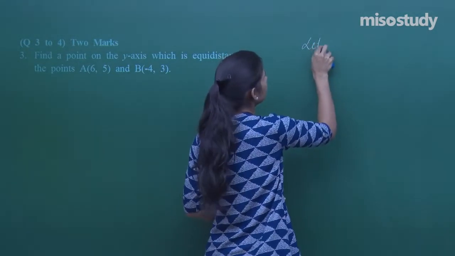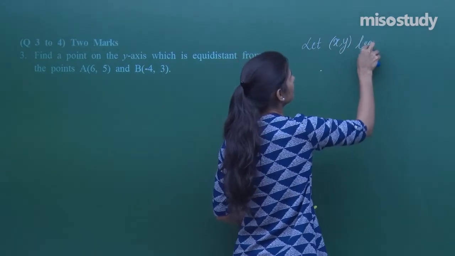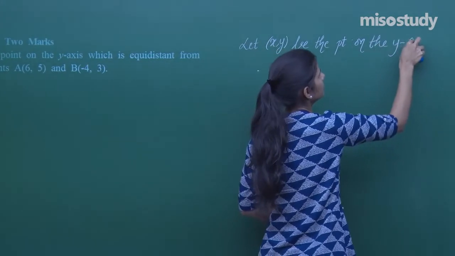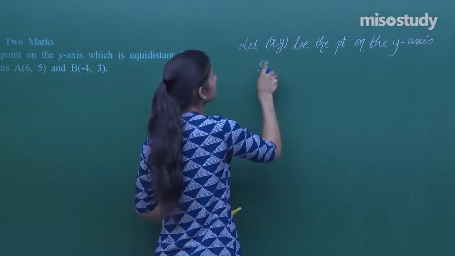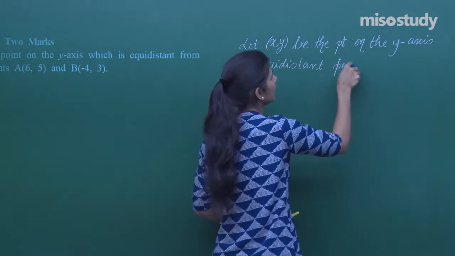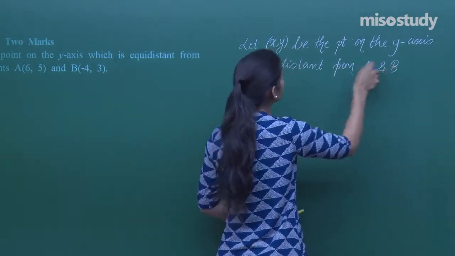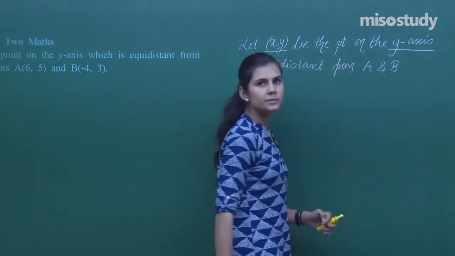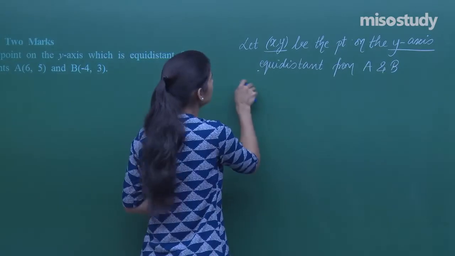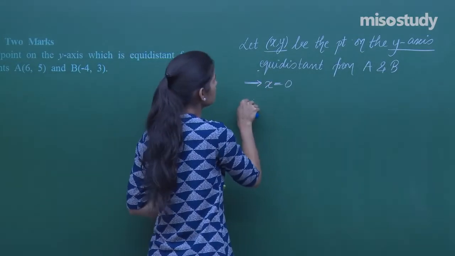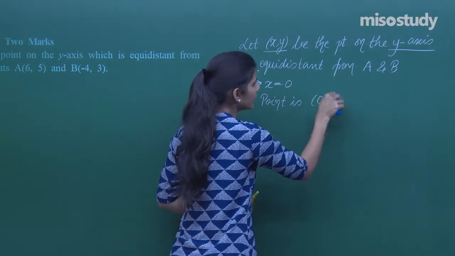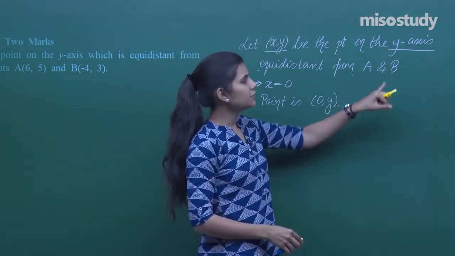So let this be the point on the y-axis equidistant from A and B. The fact that this point is lying on the y-axis means what? Any point which lies on the y-axis has x coordinate equal to 0. So this implies small x is equal to 0. Therefore, the point is 0, y. This is the point which is equidistant from A and B.